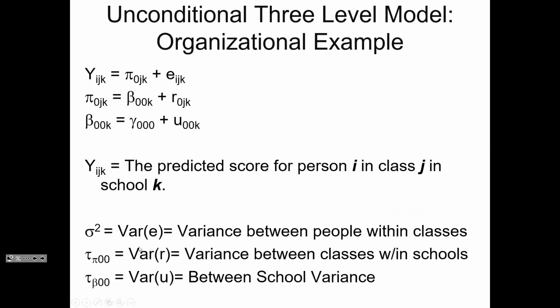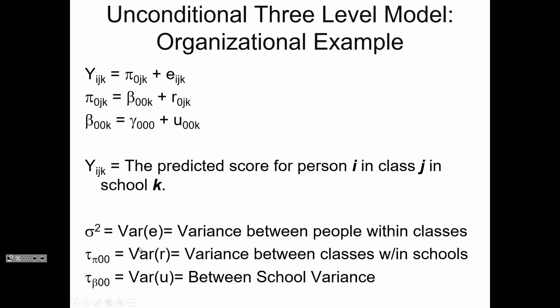A whole other set of subscripts. Let's call our next subscript K. So we've got Y_IJK. This is an organizational model, by the way. So we've got the predicted score for person I in class J in school K as an example. And this is a totally unconditional model, no predictors at all. Even though this is an organizational model, it's pretty common to use pis at level 1, betas at level 2, and gammas at level 3, at least in the Raudenbush and Bryk notation. So pi is level 1 in the 3-level model.